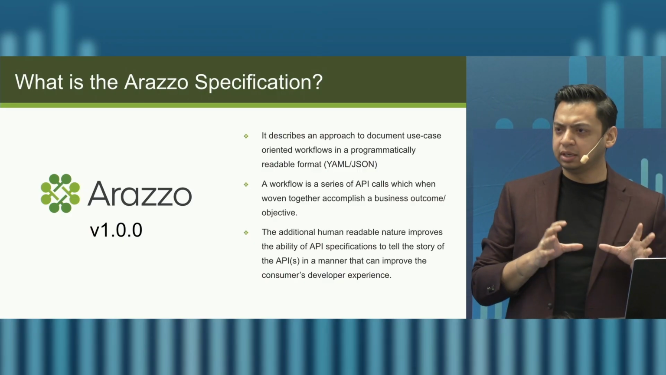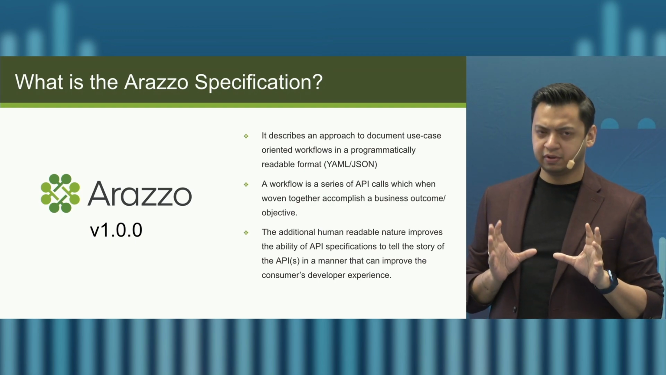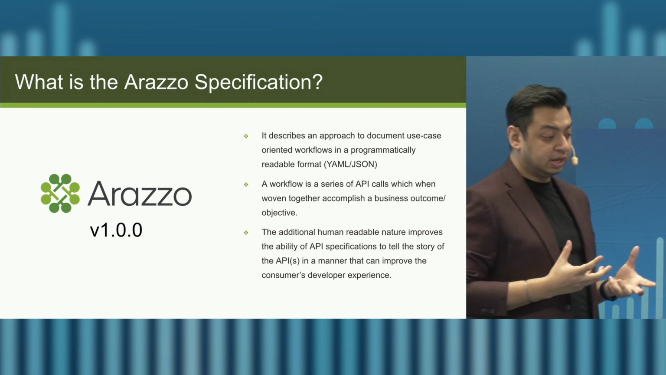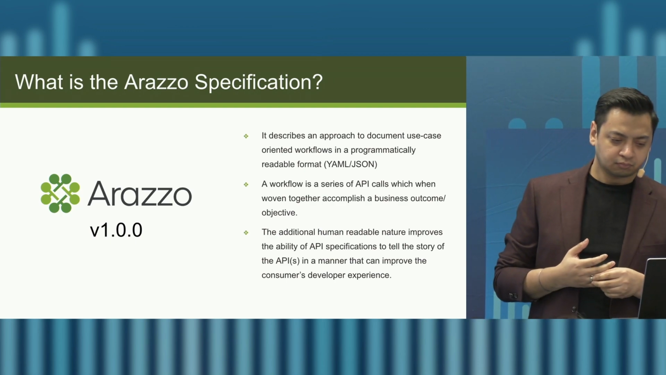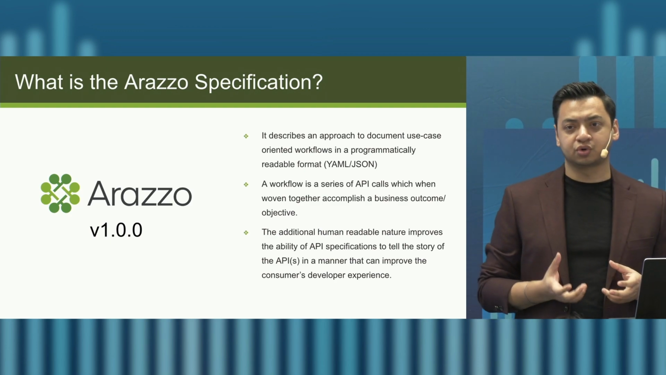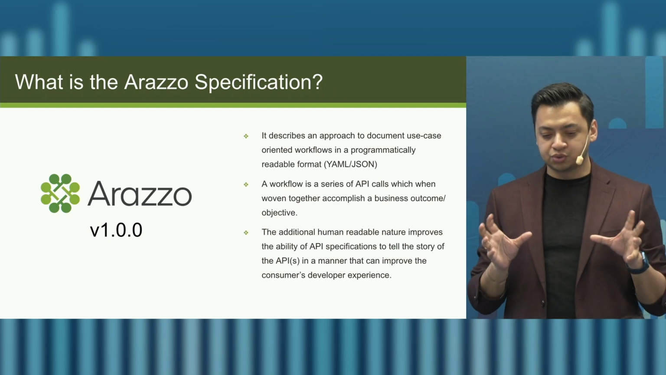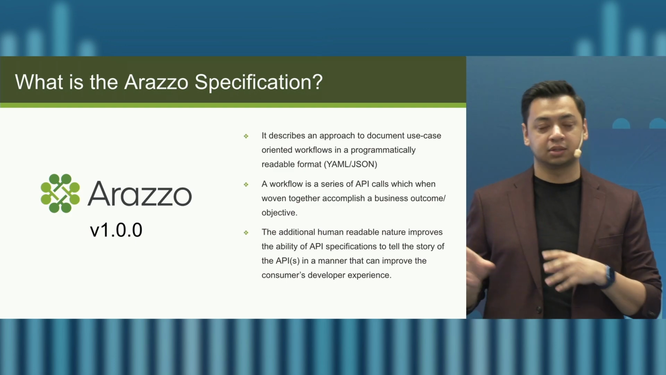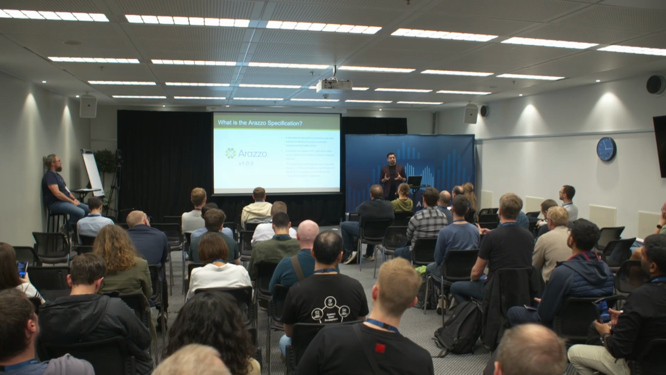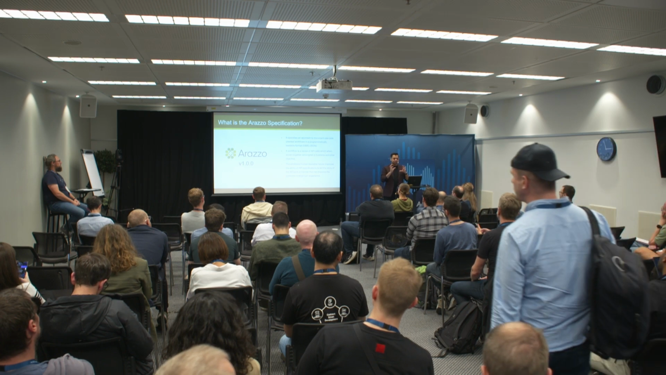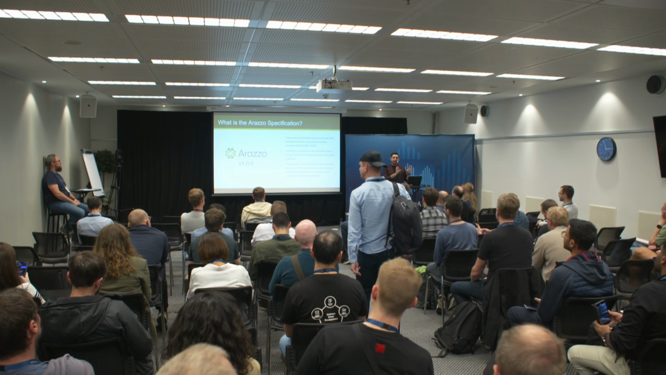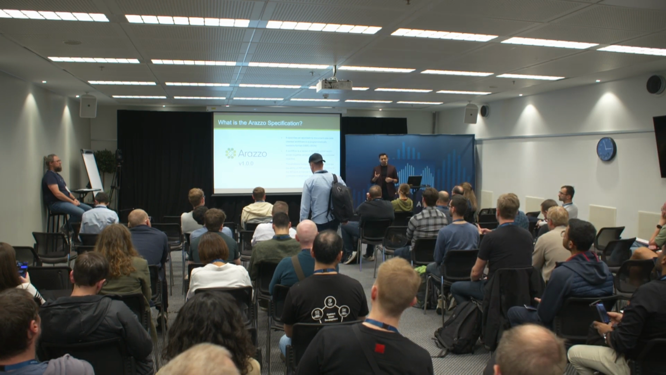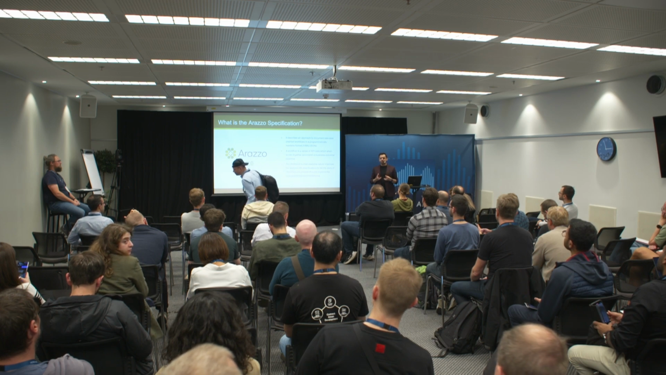Arazzo came out, I think, earlier this year. I think it was roughly about March, April when it first came out. It is currently in version 1. And what it is, it's essentially a way to document use-case-oriented workflows in a programmatically readable format. It's actually not just programmatically readable. We've tried to create it as a balance between machine readable and human readable. And the formats, if you're familiar with the OpenAPI specification, follow a similar format, which is YAML and JSON, so it's no surprise there.